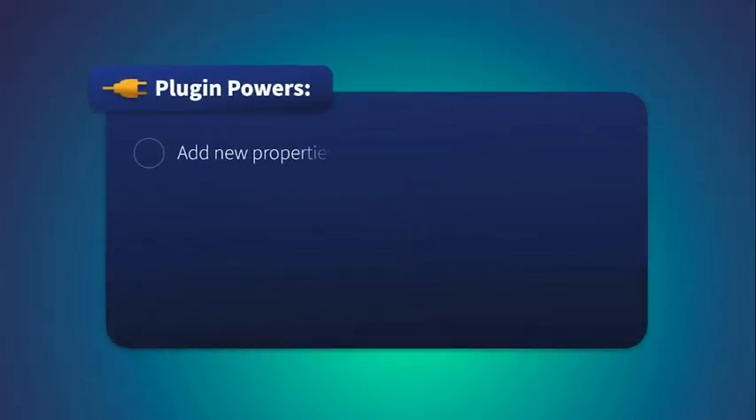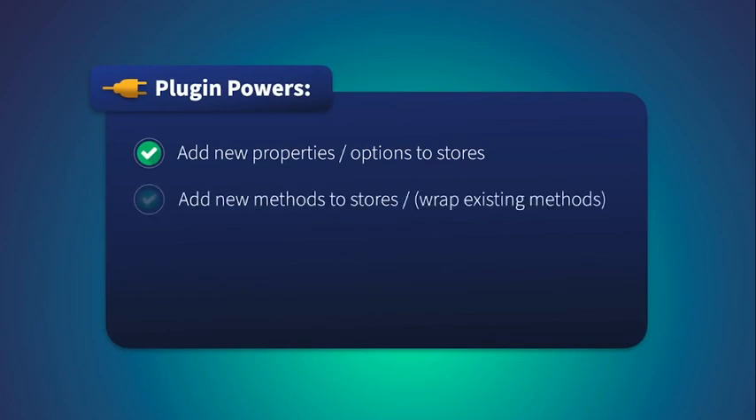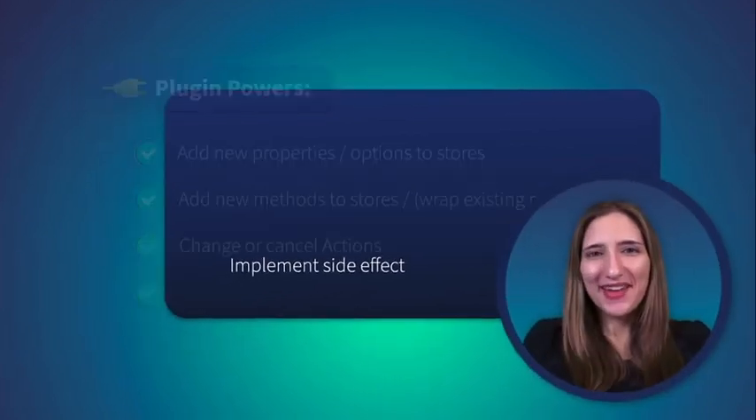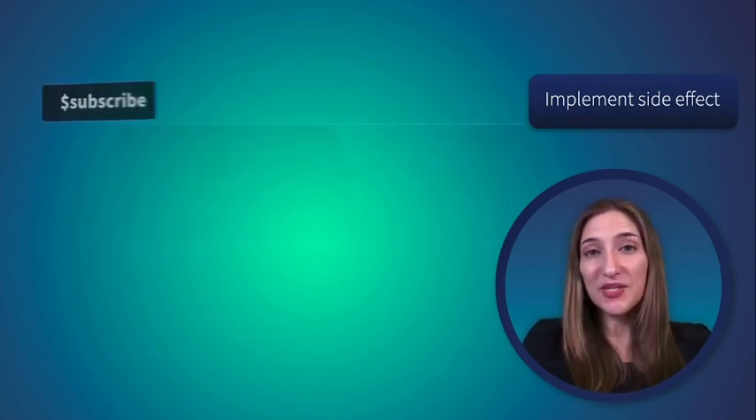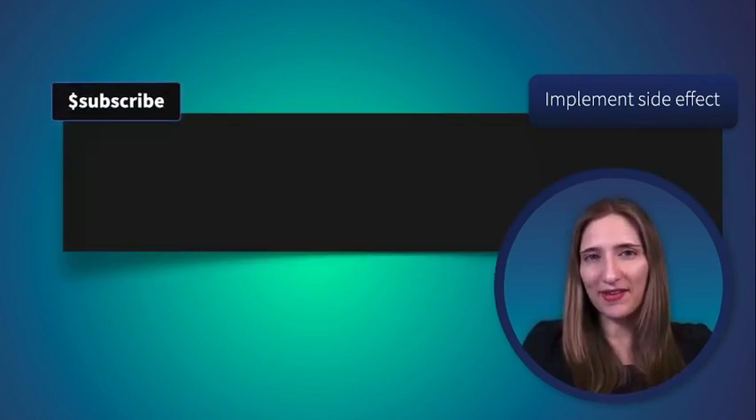Here are just some of the things we could do with plugins. Add new properties or options to stores, add new methods to stores or wrap existing methods, change or cancel actions, implement a side effect. Now let's take a look at how we can write a plugin that relies on the Pinia API, specifically the subscribe helper method.